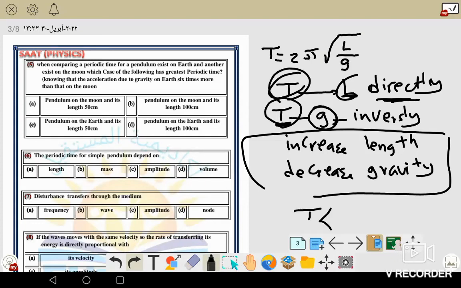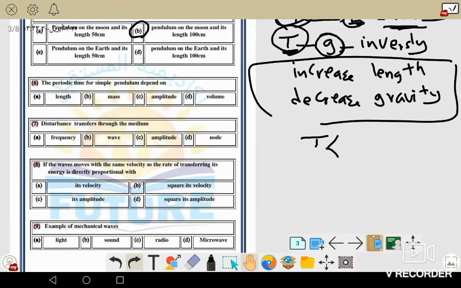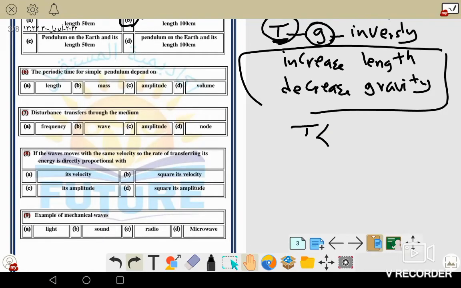A pendulum on the Moon with length 50 centimeter, a pendulum on the Moon with length 100 centimeter, and a pendulum on the Earth. So here, the pendulum on the Moon with length 100 centimeter: by increasing length, time increases, and by decreasing gravity, time increases. The period of time for a simple pendulum depends on length.